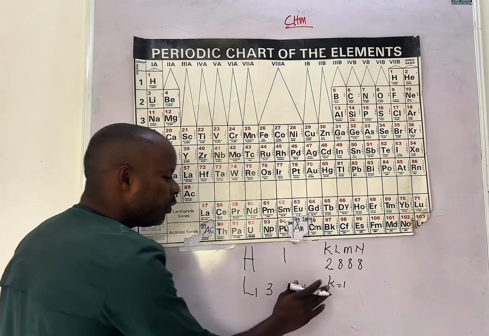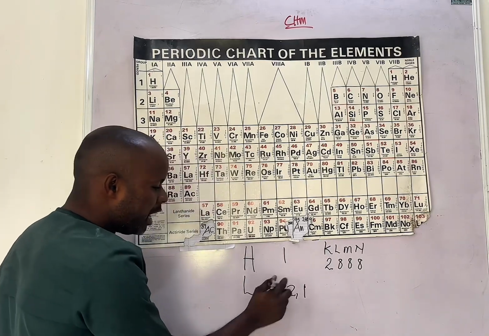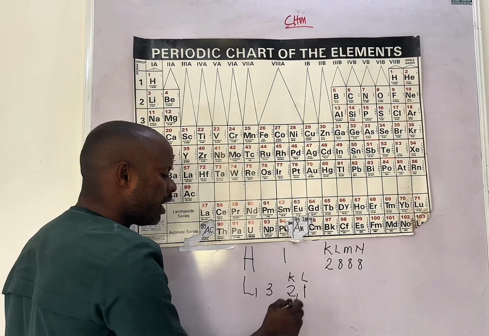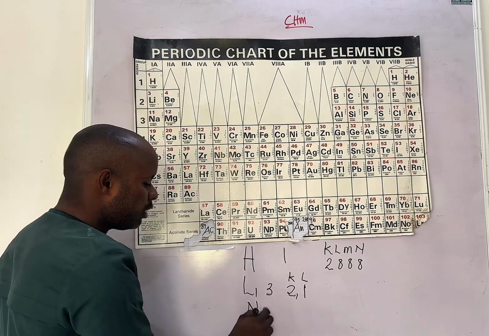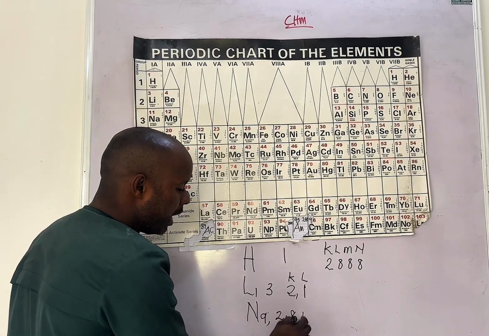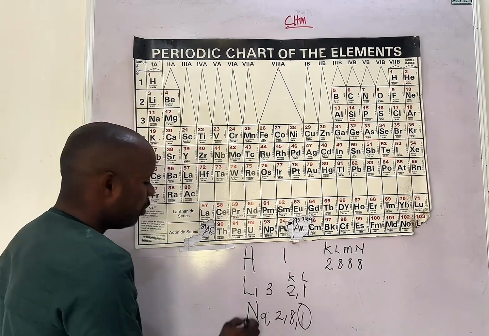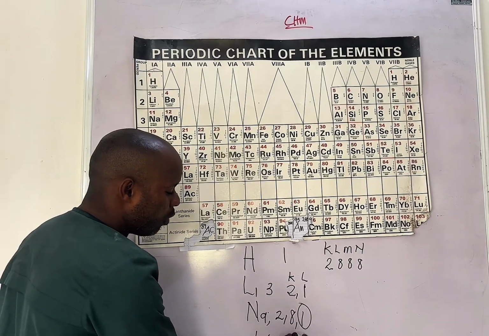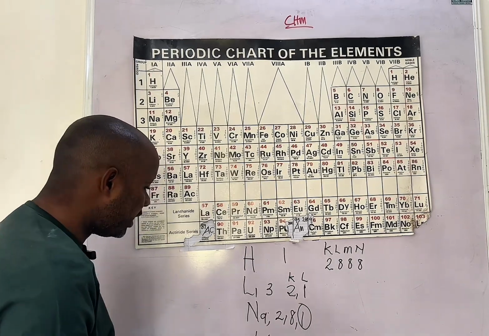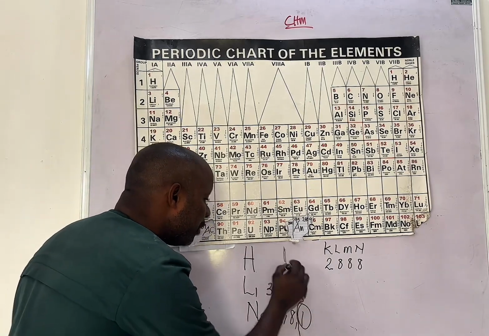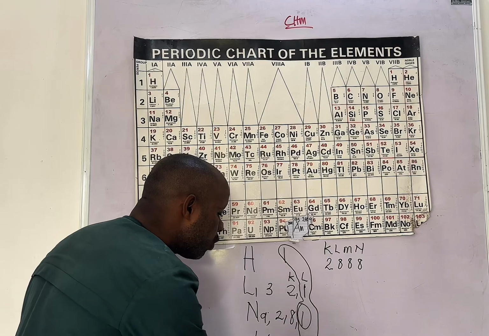For lithium, the K shell takes 2 and the L shell takes 1, so the 1 electron is found in the outermost shell. Sodium has 2, 8, 1. It has 1 electron in the outermost shell as well. Potassium is 19, with 2, 8, 8, 1. You can notice that all these elements have 1 electron in their outermost shell. That is why they are placed in group 1.